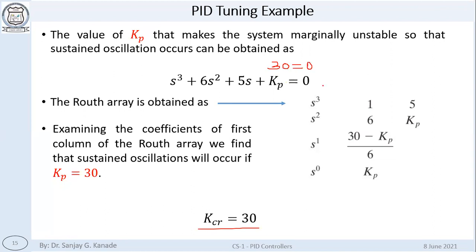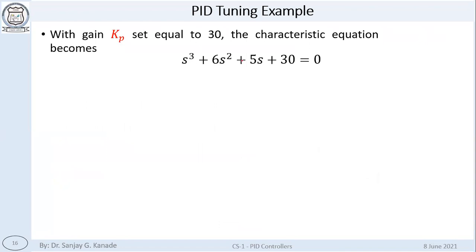So you will actually get the characteristic equation of the system. Because of the gain equal to 30, we are going to get sustained oscillations in the system, and the period of that sustained oscillations we have to now find out. To do that, we have to substitute the value of KCR in the equation. So this is what I have done here again: s cube plus 6s square plus 5s plus 30 equal to 0.